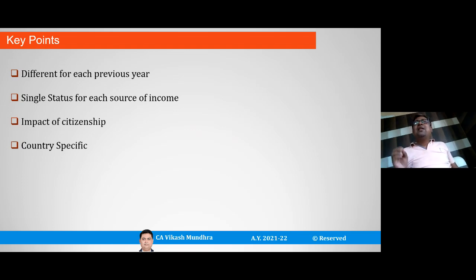Country specific. It might happen that you have the same residential status in two or more countries. For example, you are a resident in India for a particular previous year, and simultaneously you may be a resident of the US or UK or another country for that particular previous year, because you may satisfy the provisions of this chapter and the provisions of the corresponding chapters of that country. It might happen that you are a resident of both countries.